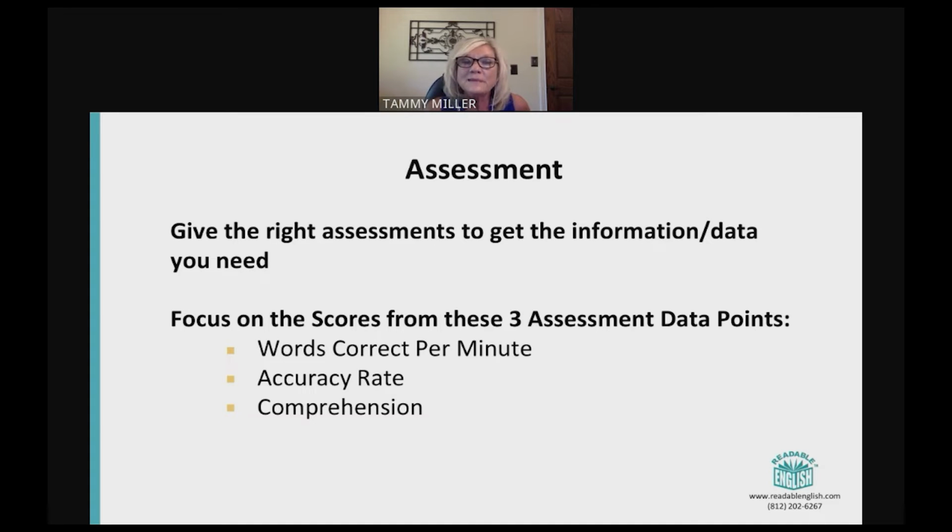So let's jump into this first action. The first action step is to consider the assessments that you're giving and the assessment data points that result from those. The 3 most critical assessments that you could focus on would be your words correct per minute, the accuracy rate, and comprehension scores. Those 3 types of assessment are the most critical to getting a true picture of where your students are performing.